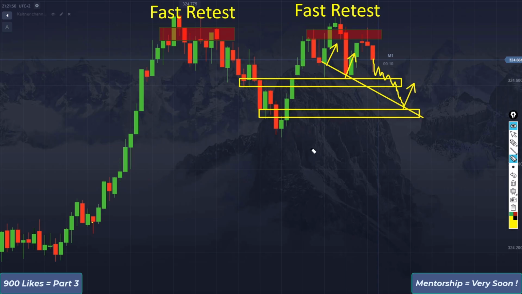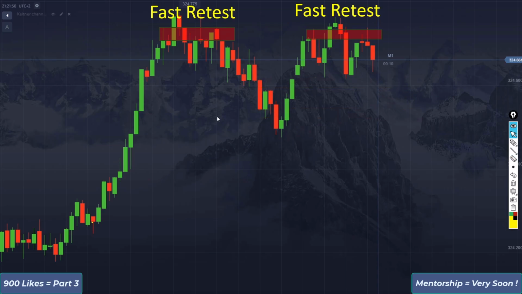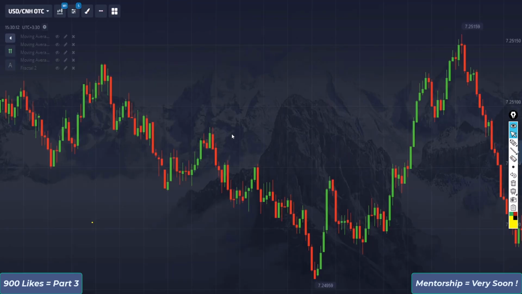That'd be sick. Okay, this is another example of QM. Now look at this. Do you see any QM here? Just pause the video and look for QMs. Okay, look at this. Is this a QM? ABC to the downside. We broke the previous swing and now boom. Is this a fast retest or late retest? It's pretty fast.